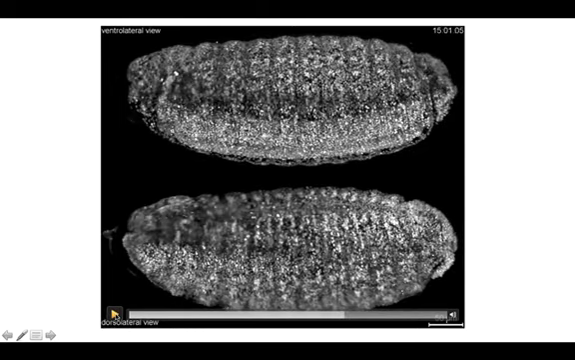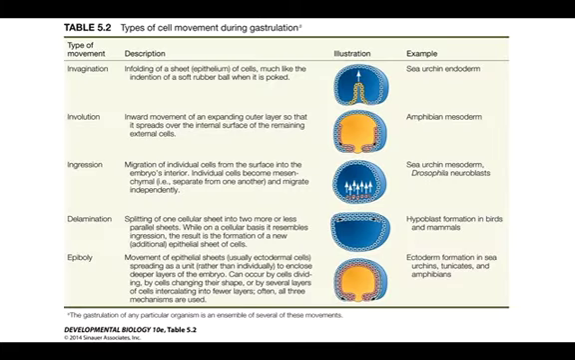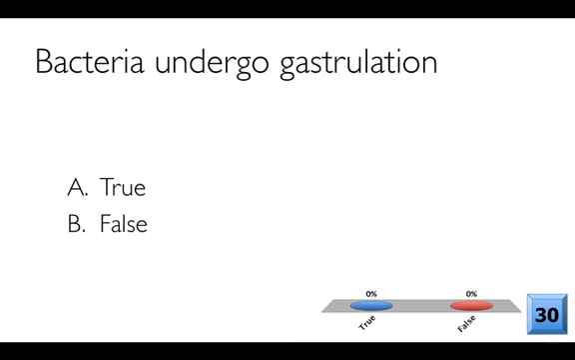Okay. So I want to ask you a question. Pretend bacteria undergo gastrulation. True, false? The answer is false. Bacteria are not animals. They're prokaryotic. They don't have a nucleus. They don't undergo gastrulation. They're not even multicellular. It's a silly question. Okay, I'm not going to cover that today.